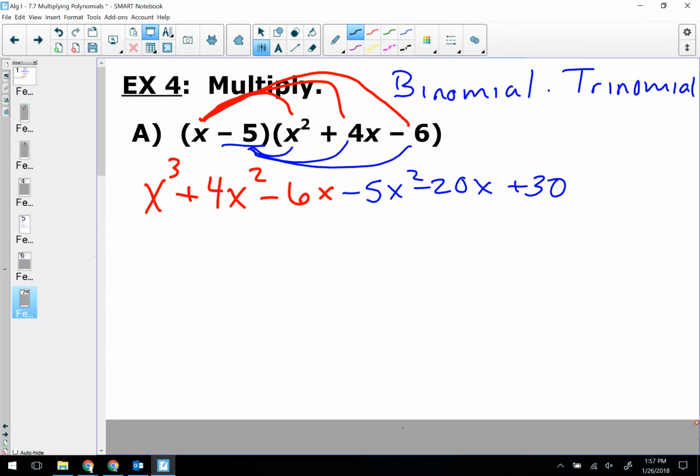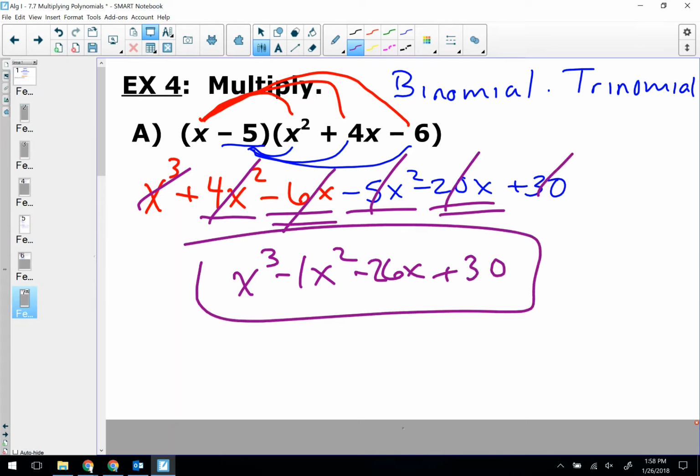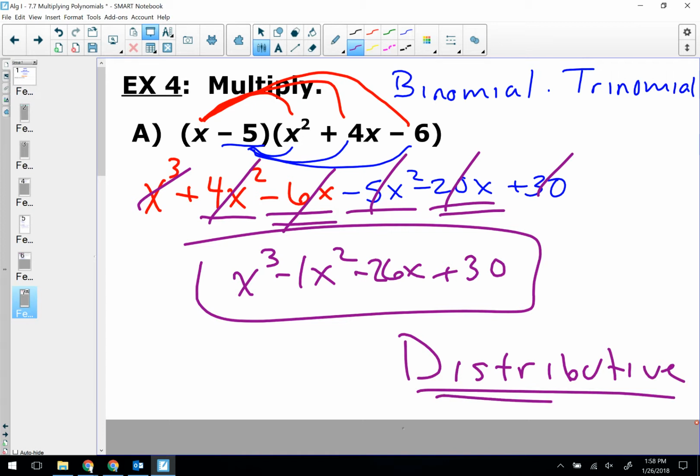What do we do in the end? Combine like terms. So that gives me an x to the third. That gives me a negative 1x squared. That gives me a negative 20, oops, I forgot my 2, negative 26x, and then a plus 30. There's my answer. Okay, so if it's a binomial times a trinomial, you got to remember the gist of multiplying is just the distributive property, over and over and over again. That's really all you do. It's just the distributive property.